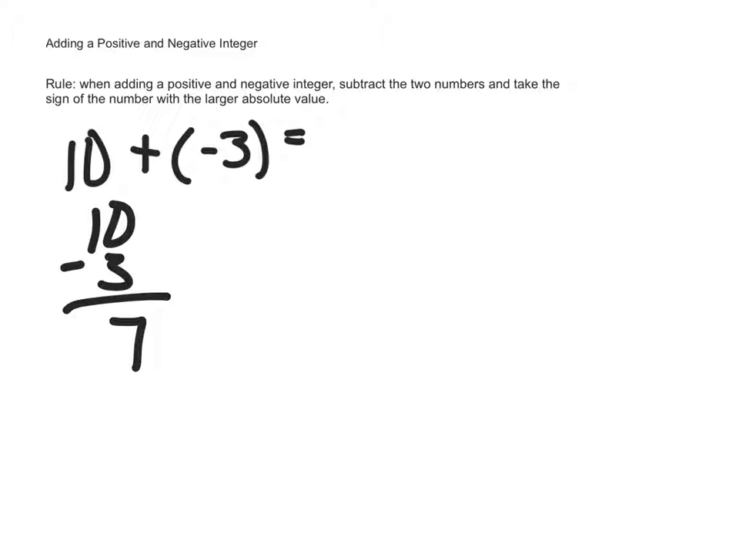Now I'm going to look at the absolute value for both numbers. The absolute value of 10 is 10. It's 10 spaces from 0 on a number line. The absolute value of negative 3 is 3, because it's 3 spaces from 0 on the number line. So which number is larger in terms of absolute value? Well, the 10 is. And what sign is the 10? Well, it's a positive 10, so it's a positive sign. So our answer to 10 plus negative 3 is going to be positive 7.